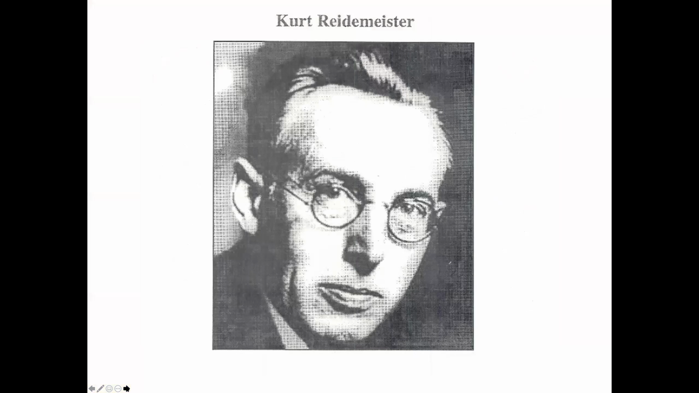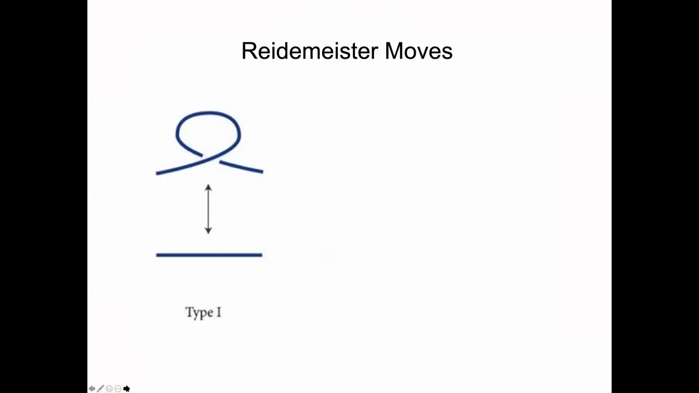Kurt Reidemeister, a German mathematician, came up with a set of moves that allow you to get from any one diagram of a knot to any other diagram of a knot. These are called the Reidemeister moves. Any knot theory experts in the audience know this very well, but for people who haven't seen this before: if you have a diagram of a knot, you can do a move called a type 1 move where you put a little twist in like this. That's not going to change the knot you have, it just changes the diagram.